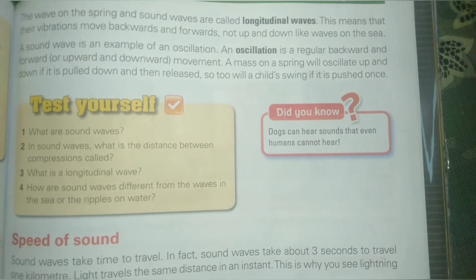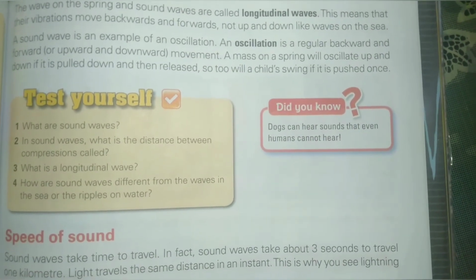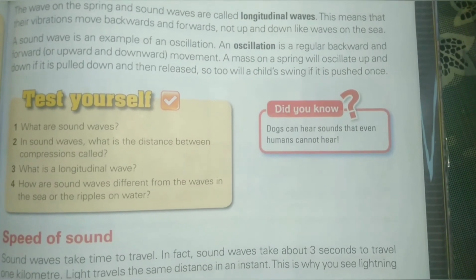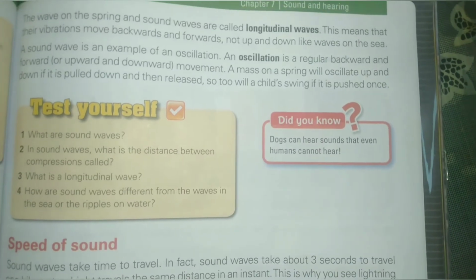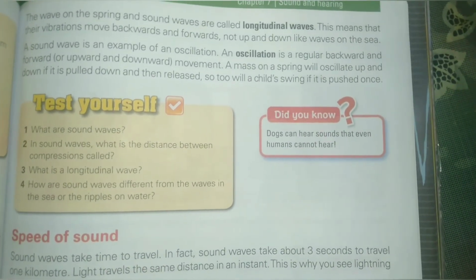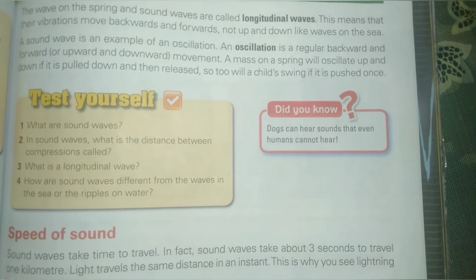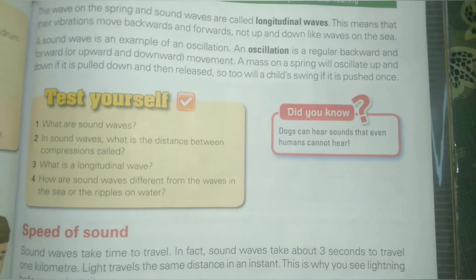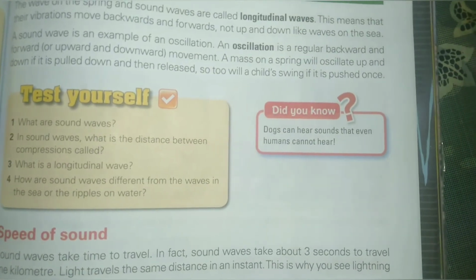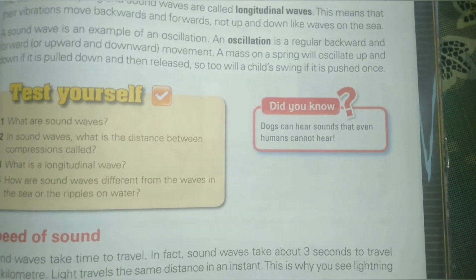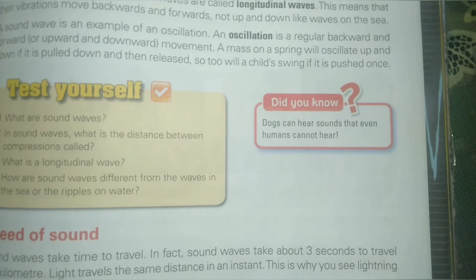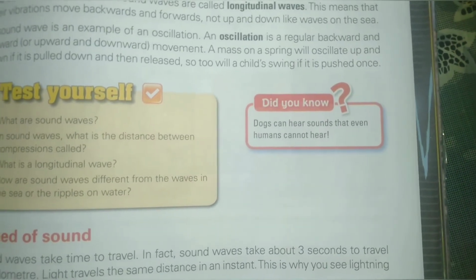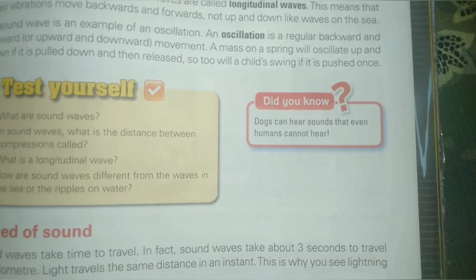We can also say that a sound wave is an example of oscillation. Now, what is oscillation? Oscillation is a regular backward and forward or upward or downward movement. A mass on a spring will oscillate up and down if it is pulled down and then released. So it will oscillate regularly up and down. And when we push a child on a swing, it also moves up and down.